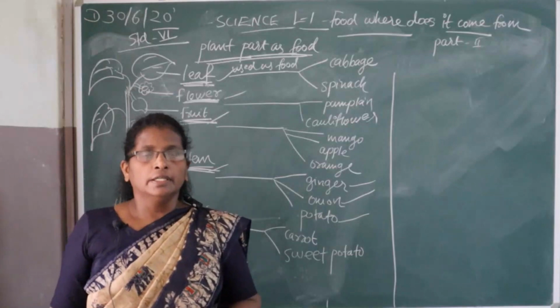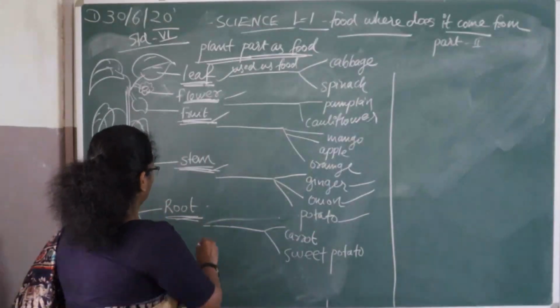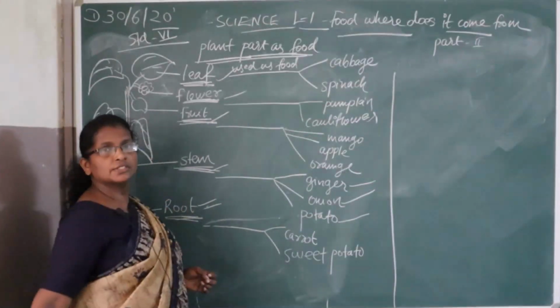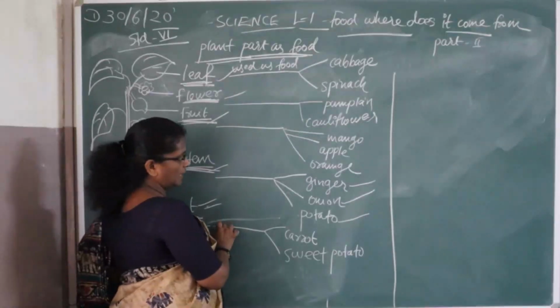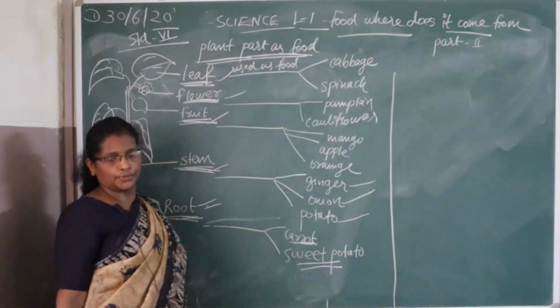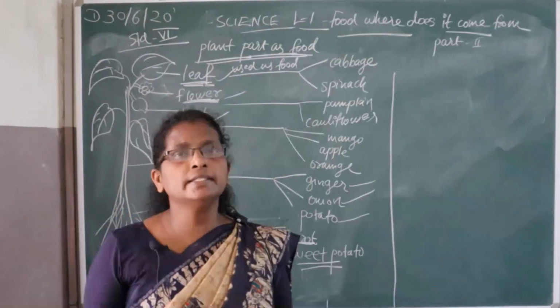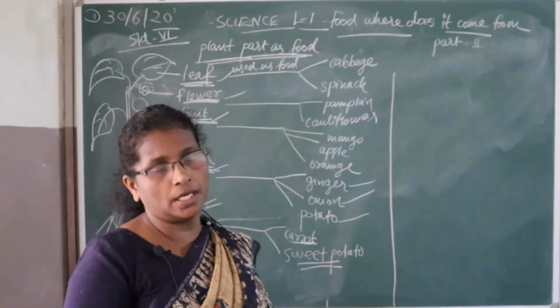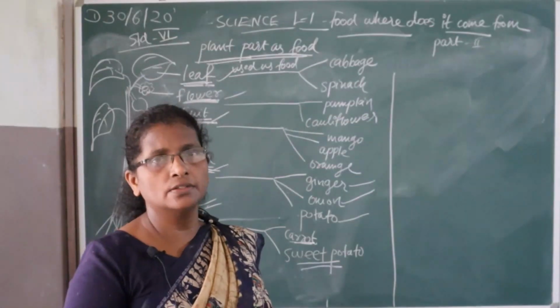And in which plant is the root used as food? The root is used as food in carrot and sweet potato. So we can say that different parts of the plant are used as food.